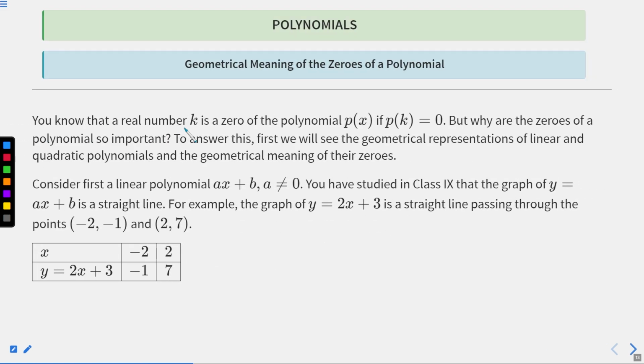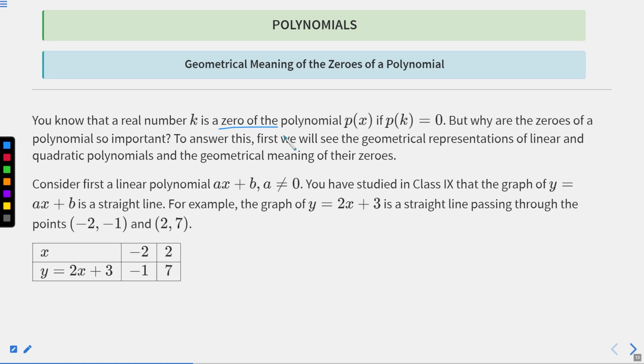So you know that a real number k is a zero of a polynomial p(x) if p(k) is equal to 0. Okay, so you know already that a real number k is a zero of the polynomial p(x) if p(k) is equal to 0. But why are the zeros of a polynomial so important? To answer this, first we'll see the geometrical representation of linear and quadratic polynomials and the geometrical meaning of their zeros.